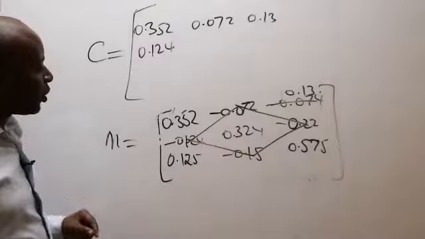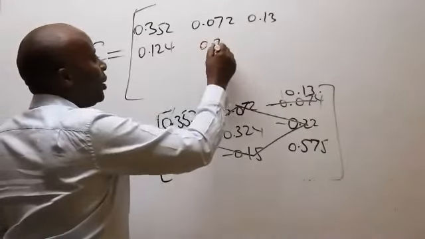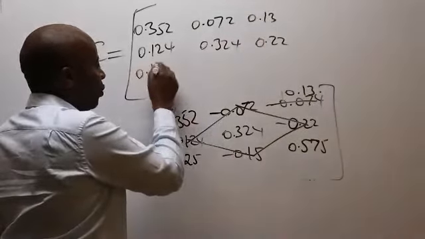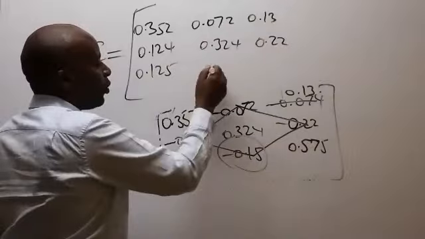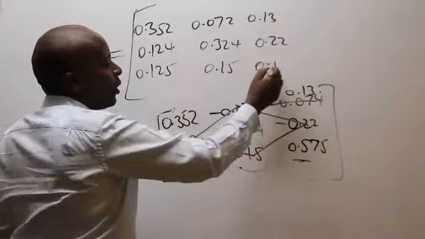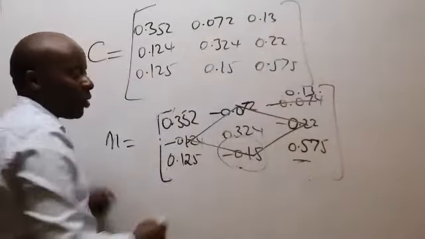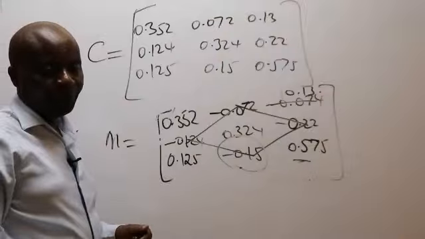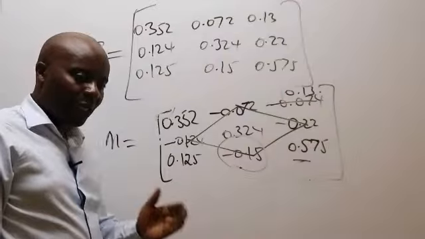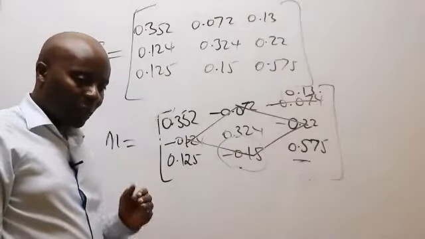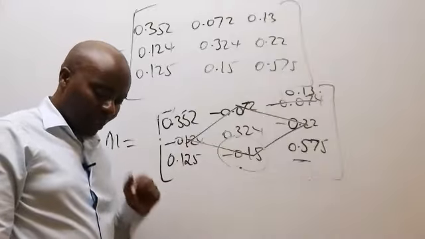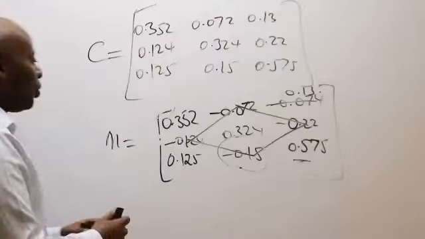So we have here 0.324. Here we have positive 0.22. Here we have 0.125. Here now we have 0.15. And then lastly, we have 0.575 like that. Those are the cofactors that we have. So what are we learning? We're learning something very important regarding development of the cofactors, regarding the ascertainment of the cofactors.